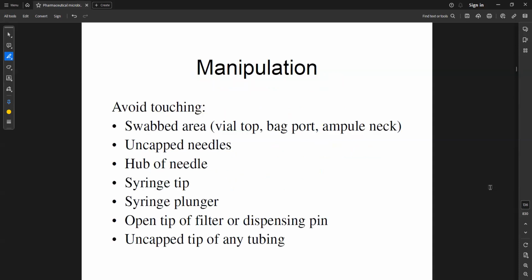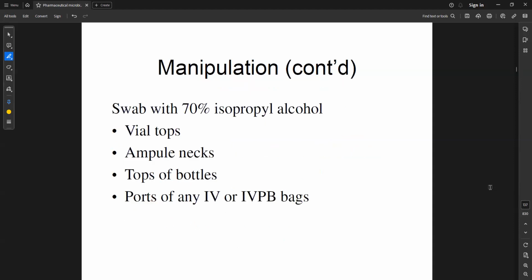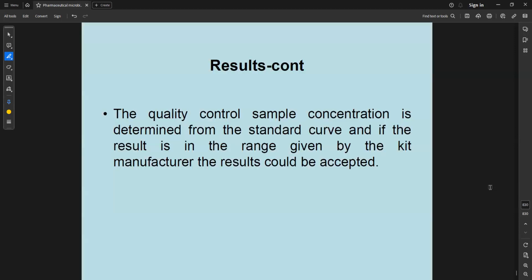Then manipulation. So avoid touching the swabbed area, uncapped needles, hub of needles, syringe tip, syringe plunger, open tip of filter or dispensing pin, uncapped tip of any tubing. Swab with 70% IPA. If you see IPA, it's isopropyl alcohol. And what do you swab? The vial tops, the ampoule necks, top of bottles, ports of any IV or VPB bags, just to make them safe.